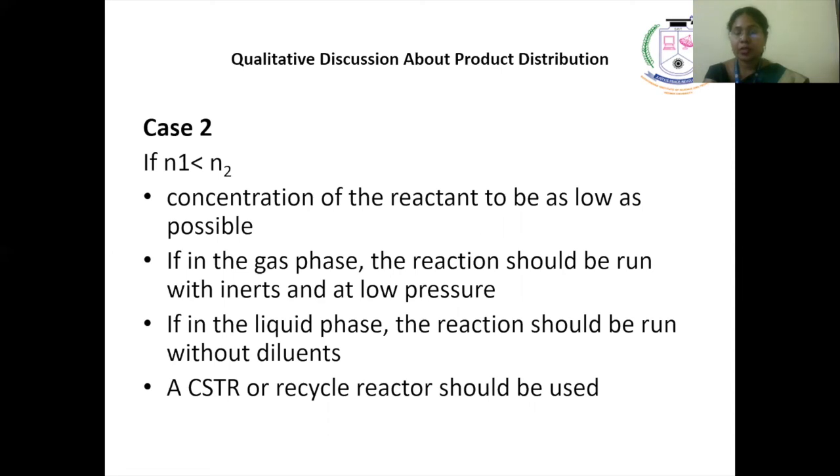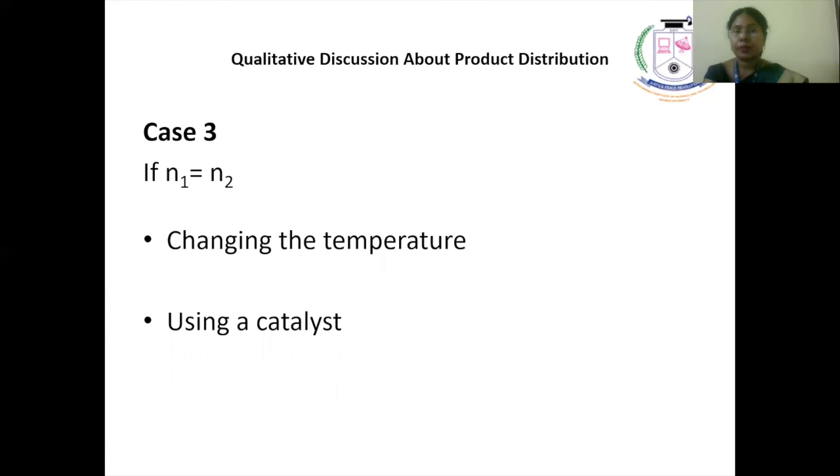If a1 or n1 is less than n2 or a2, the concentration of the reactant has to be kept as low as possible. If it's in the gas phase, the reaction should be run with inerts and at low pressure. If it's in the liquid phase, the reaction should be run with diluents. A CSTR or recycle reactor should be used. If the order of the desired reaction a1 or n1 is equal to the order of the undesired reaction a2 or n2, then we can change the temperature or we can use a catalyst.